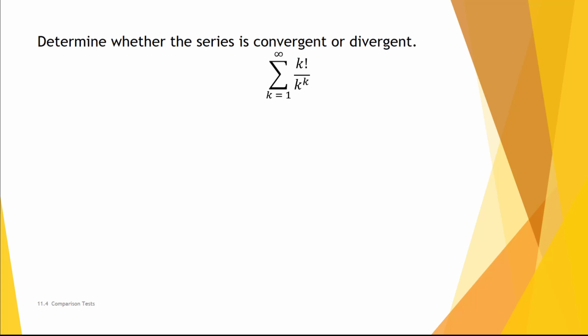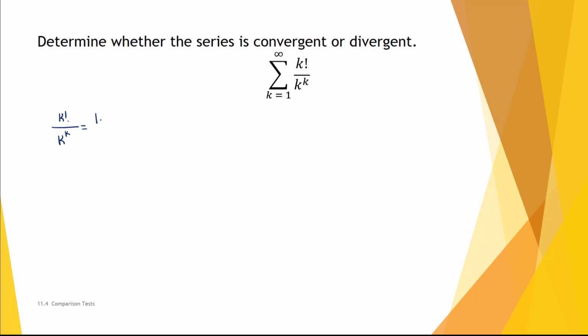We now want to determine whether the series is convergent or divergent, looking at the series k equals 1 to infinity of k factorial divided by k to the k power. When I have factorials, it's sometimes helpful to make life a little bit easier by comparing to something else. So I'm going to look at my term, k factorial divided by k to the k power.